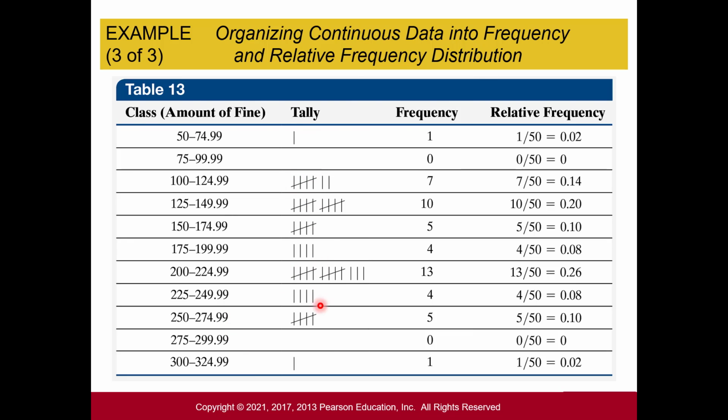Then we just tally based on the raw data, and we get our frequency. Notice that the most common fine or penalty was from, like we said, $200 to $224.99. There were 50 violations recorded, so the relative frequency would be 13 out of 50, or 26% of the people got a fine that cost that much.